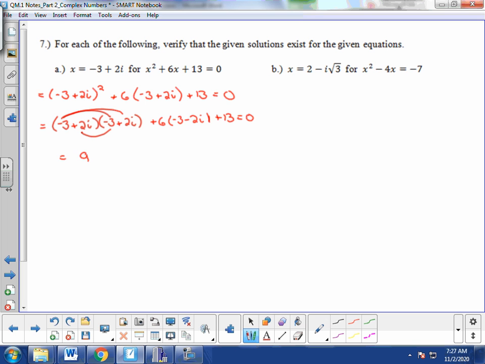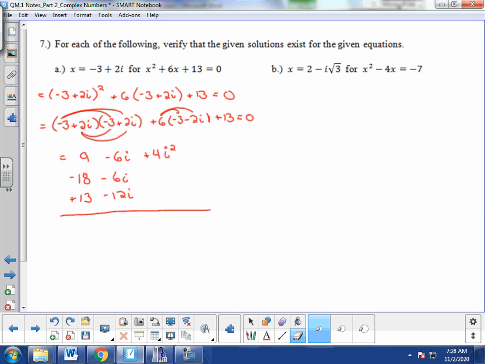So I have 9 minus 6i. I just got another minus 6i. And then here I'm going to have 2 times 2, which is 4. I times I, which is I squared. I'm going to distribute my 6. So 6 times negative 3 is negative 18. I'm going to line that up with 9, so it's easier to combine the like terms in a little bit. Then I'm going to have 6 times negative 2i, which would give me negative 12i. And then I've got this plus 13 here that I'm going to line up there with the other whole numbers.